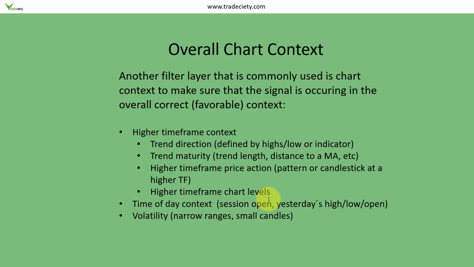You could use time of day context. For example, many day traders only trade the session open or around the session open. Many traders also look for yesterday's high and low, yesterday's open, yesterday's close. They're also very important reference points. We could use volatility. So for example, we only look for narrow ranges, narrow Asian ranges, narrow London ranges, and you can use that as a filter as well.